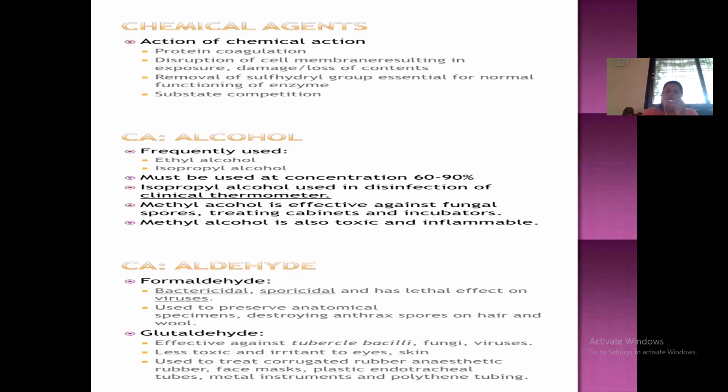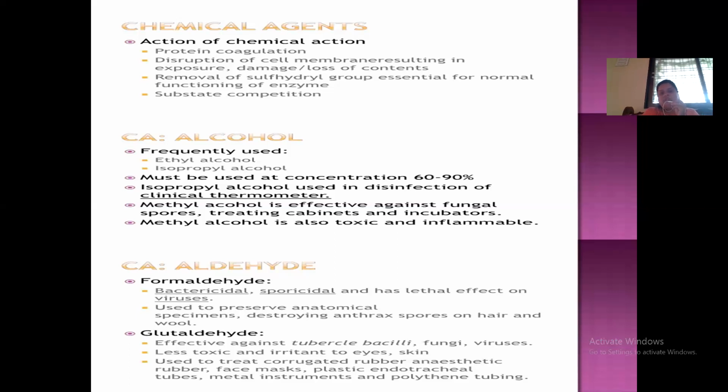What concentration must we use for this? We use about 60 to 90% alcoholic preparation for disinfection or sterilization. Isopropyl alcohol is used for disinfection of the clinical thermometer. When we use the clinical thermometer, we sterilize it with isopropyl alcohol. Methyl alcohol is effective on fungi or spores, in the treatment of a cabinet or incubator. When we need to sterilize the incubator, we sterilize it with methyl alcohol.